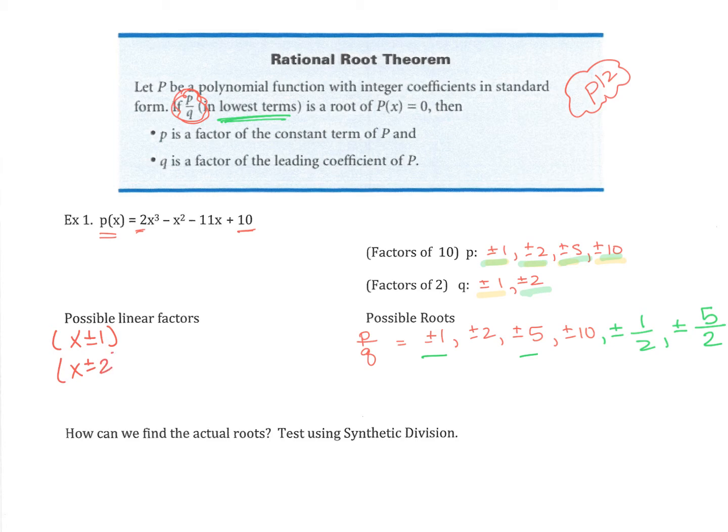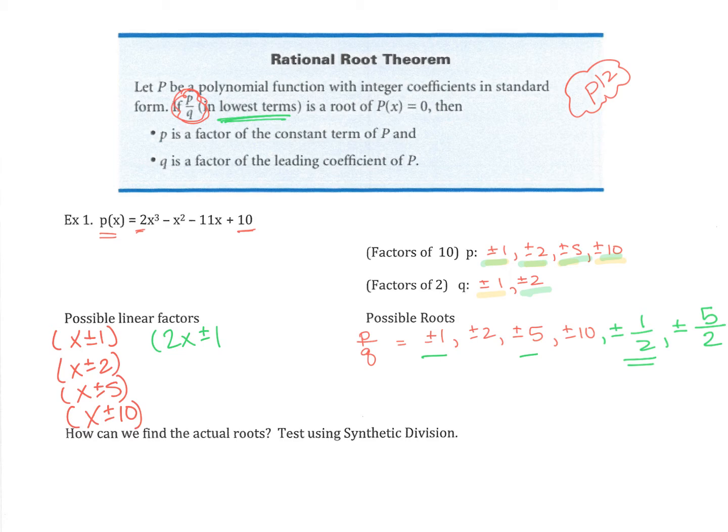X plus or minus 2, x plus or minus 5, and x plus or minus 10. Depends on the sign of my root. Remember, it's always opposite. And then my green ones give me the possibility of having 2x plus or minus 1. That would be what the 1/2 is giving me.